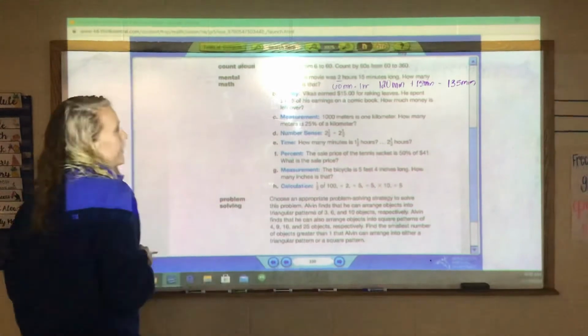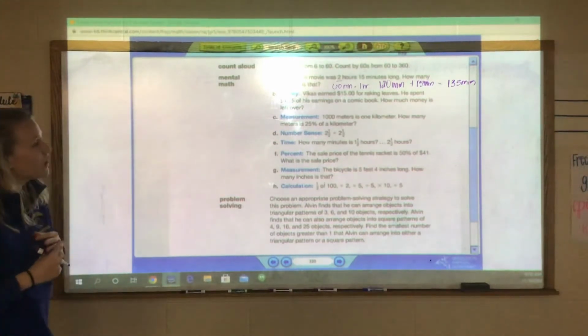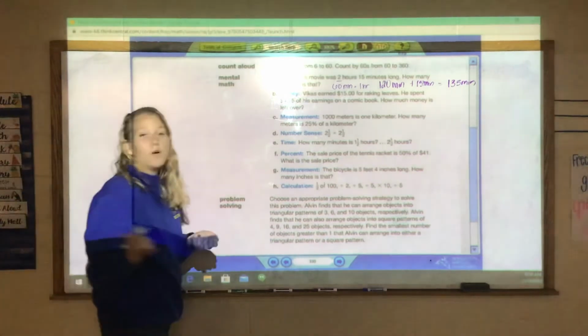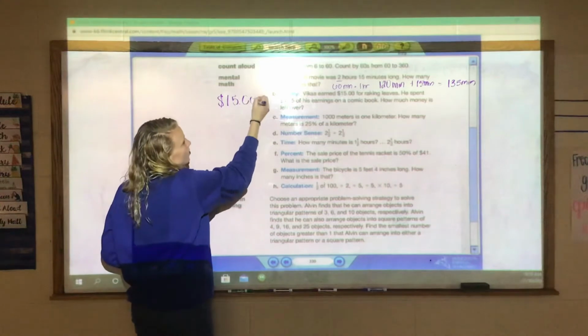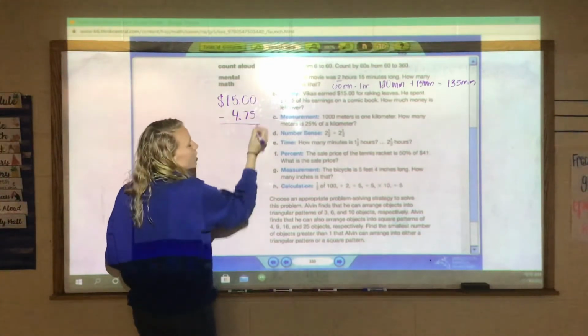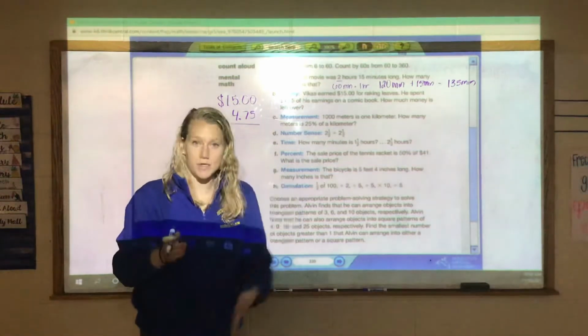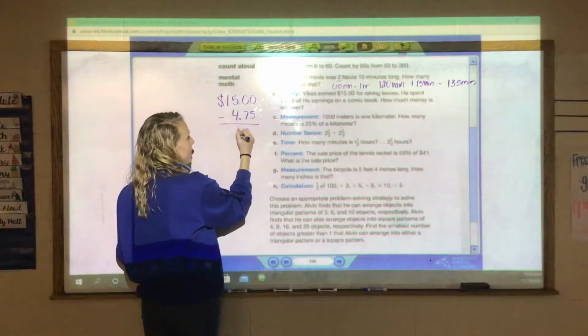Vigas earned $15 for raking leaves. He spent $4.75 of his earnings on a comic book. How much money is left over? Well, we have $15 minus $4.75. Remember, we always have to line up our decimals when we're adding and subtracting decimals. So we put our decimal here right away and then we don't worry about it.